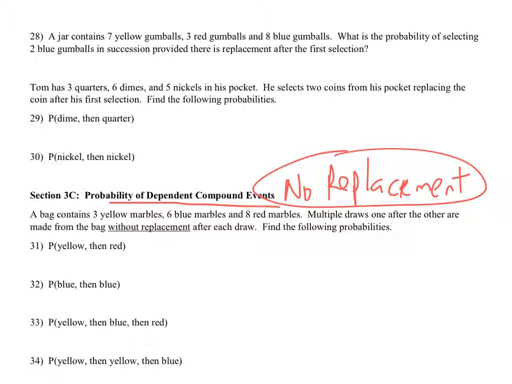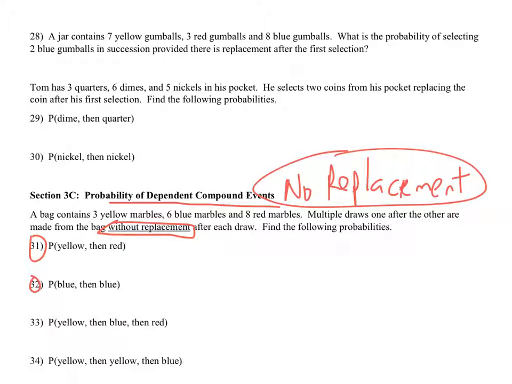So, a bag contains 3 yellow marbles, 6 blue marbles, and 8 red marbles. Multiple draws, one after the other, are made from the bag without replacement, and this is key. This makes it dependent after each draw. Find the following probabilities, and we'll do both 31 and 32 here. Probability of yellow on the first draw, then red.